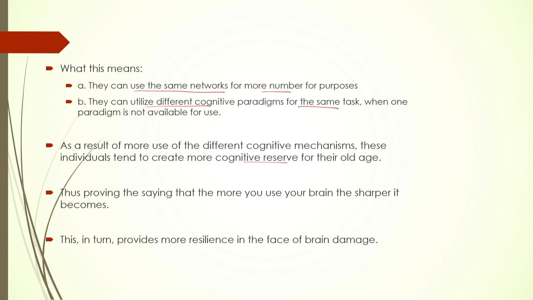As we all know, in childhood, if you just go outdoors and play, the more a child's immune system is exposed to different kinds of stimulus, the more the child's immune system will be strengthened. It is something similar to that. So the more challenges the brain faces, the more the immune system will get strengthened, and the more it will in turn provide resilience in the face of brain damage.